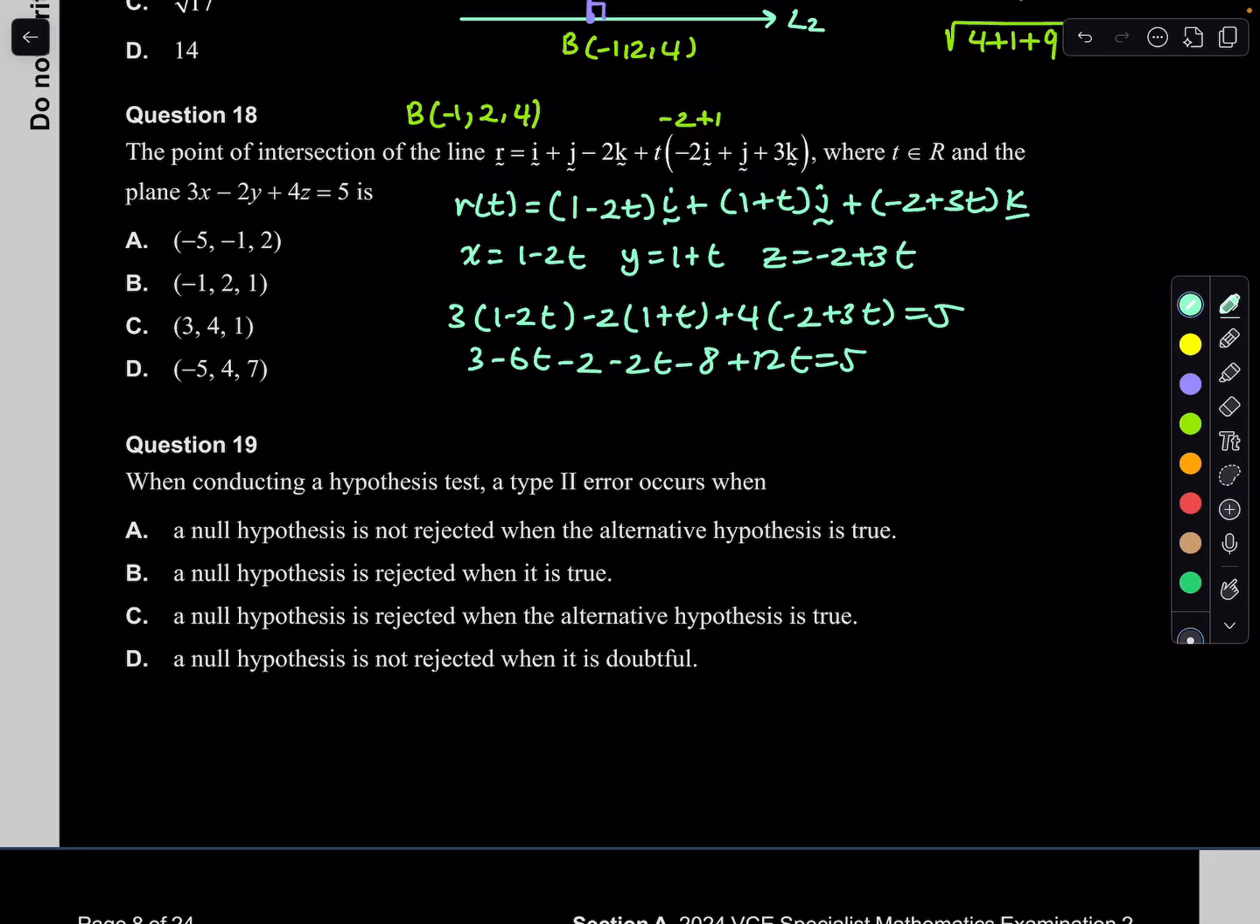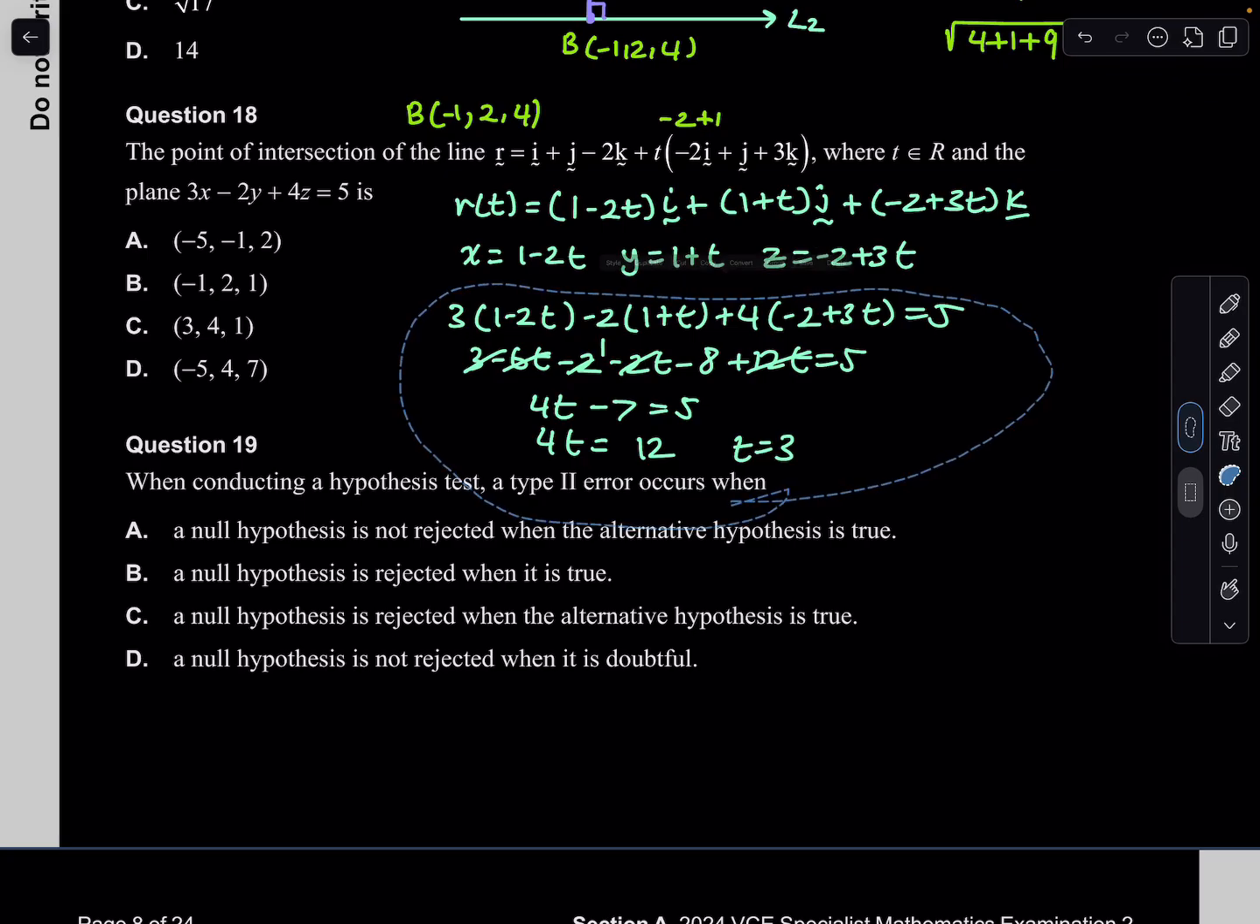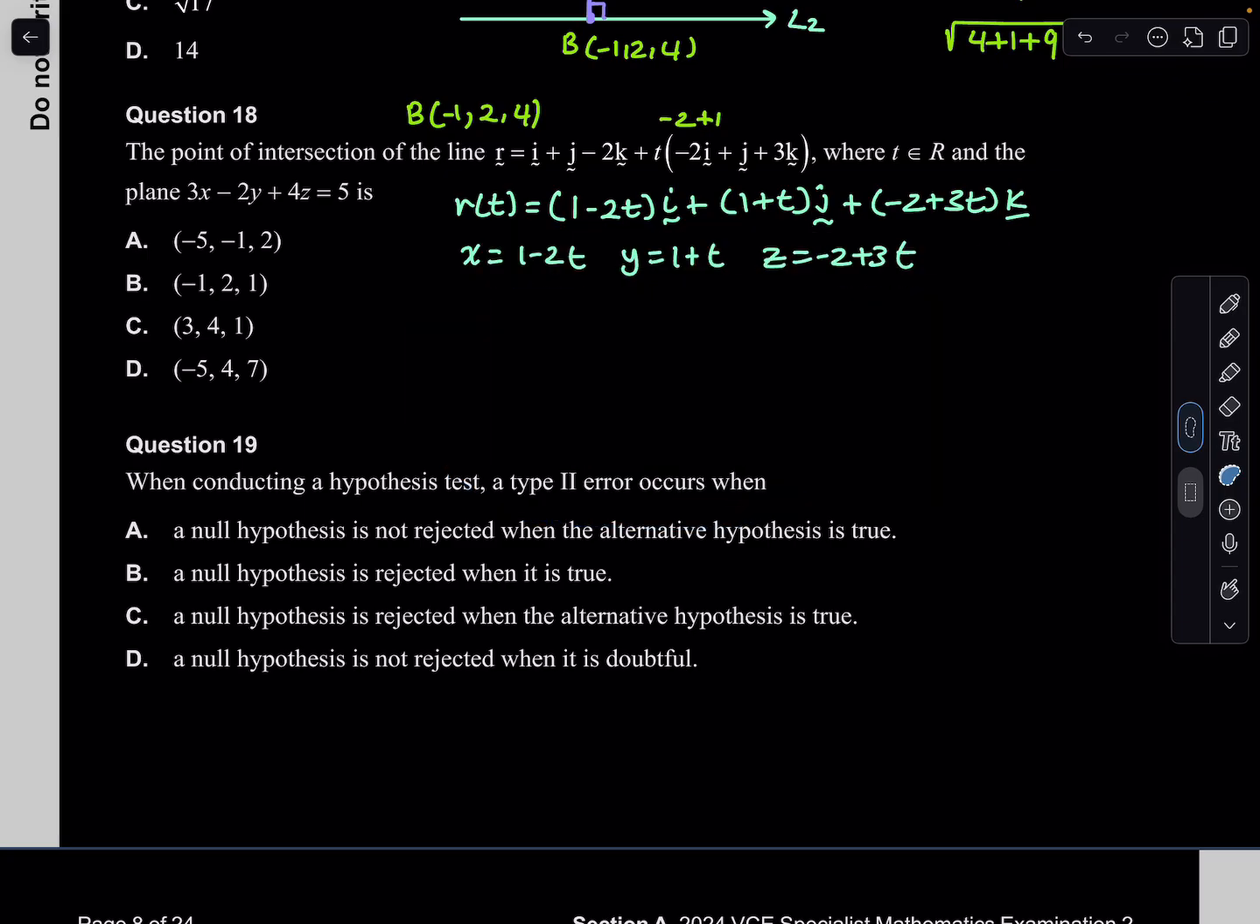Hoping that I don't make silly mistakes here. The t terms are negative 6, negative 2, and plus 12t, so it'll be 4t. 3 minus 2 is 1. 1 minus 8 is negative 7. If I'm not mistaken, and it's equal to 5. So 4t equals 7 plus 5, which is 12. So t equals 3. Now we can sub that into all the x, y and z. So t equals 3 is where the point of intersection occurs.